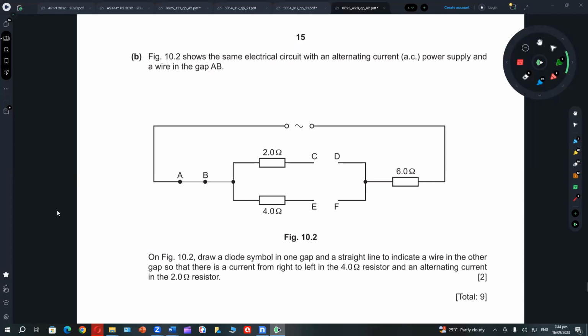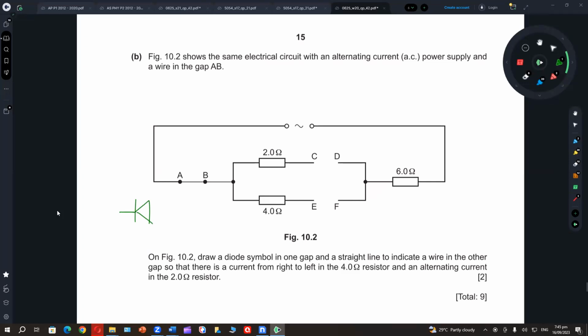Where should I put the diode? Please tell me, where should I put the diode, in CD or in EF? EF. Good. Now, remember, this is the shape of the diode.